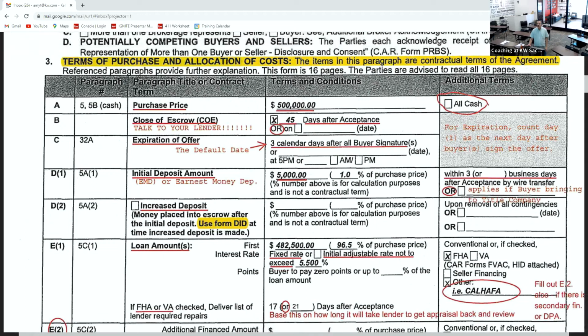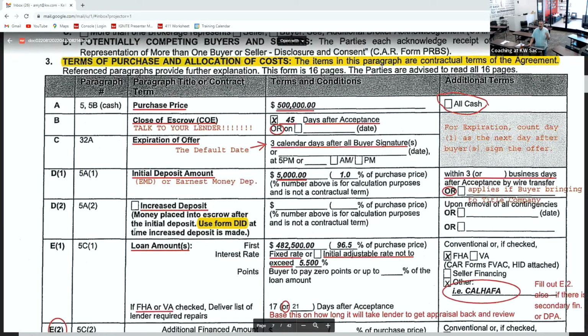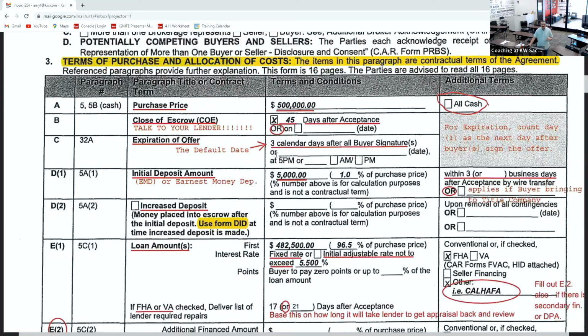Expiration of offer. These contracts default to 3 calendar days after all buyers sign. And it's calendar days, not work days. They're very specific on this. So if the buyer signs it today, at 5 p.m., today's Friday, day one would be Saturday, day 2 would be Sunday, day 3 would be Monday. So Monday at 5 p.m., this offer expires.